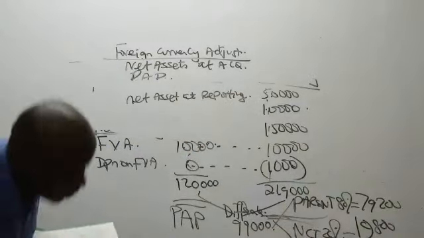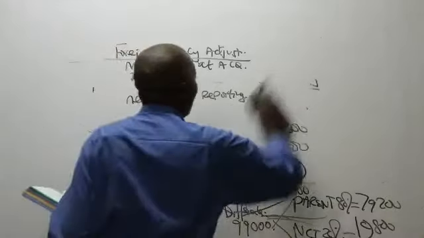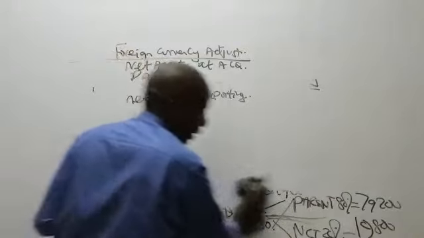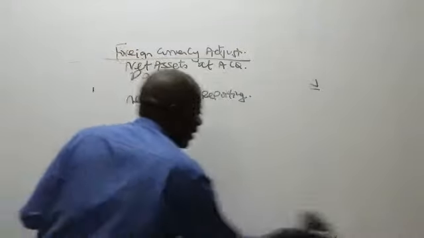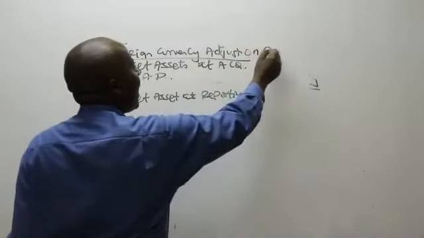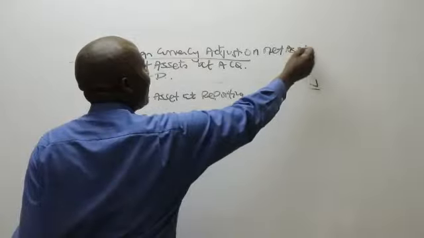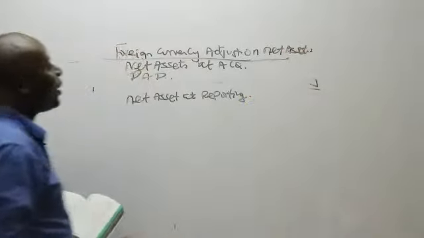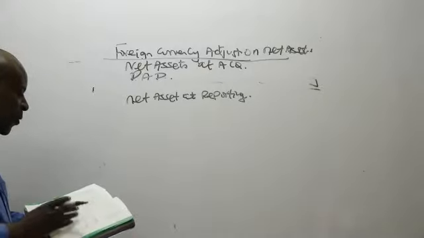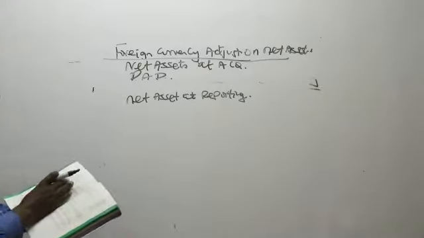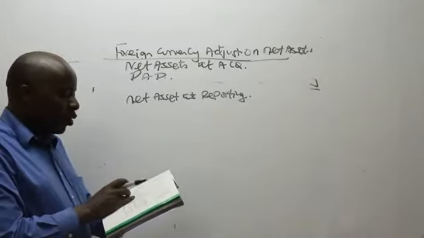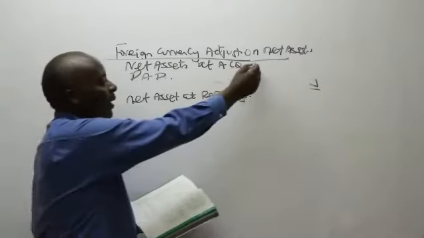Let me just rub this. So we are doing the foreign currency adjustment on net assets. This is a new working. Very important working, the foreign currency adjustment on net assets. So could you kindly remind the teacher, what was the net asset at acquisition? Please give me the figure. What were you getting here?